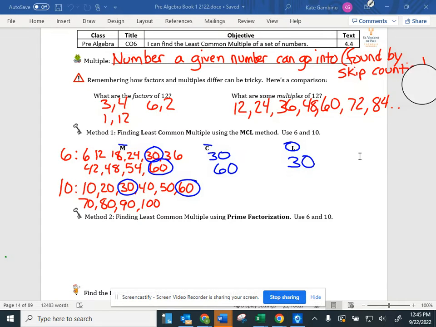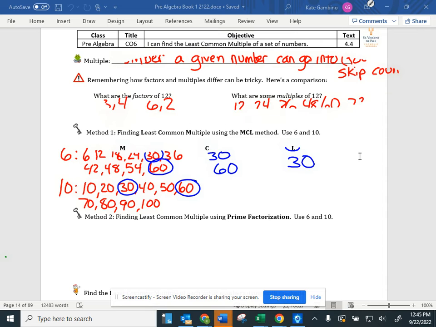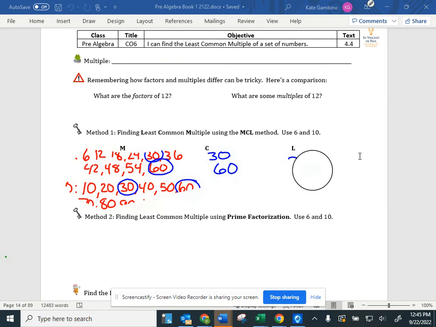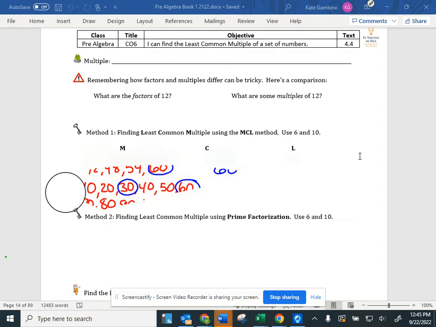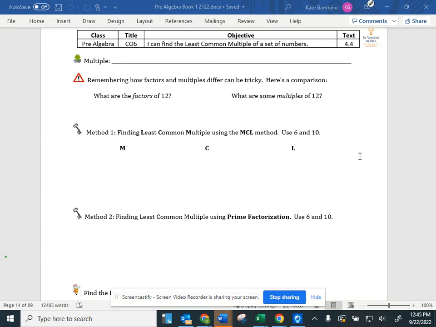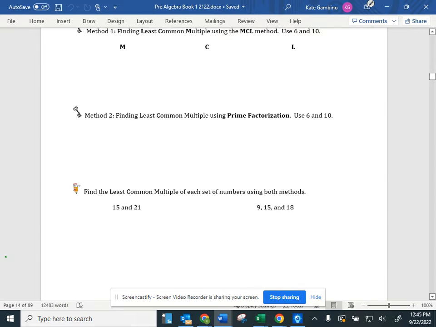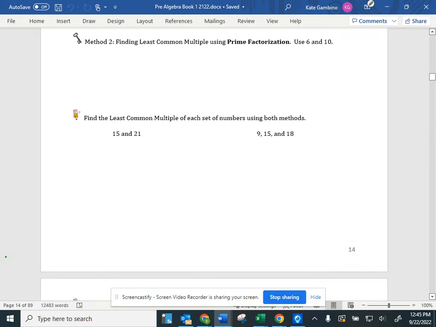All right, I'm going to scroll up. Now we're going to find the least common multiple using prime factorization. So it says table method, which is... Oh, he said that the only thing he changed was adding in those review ones.